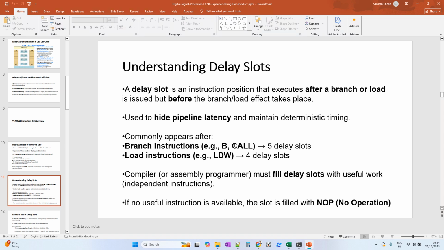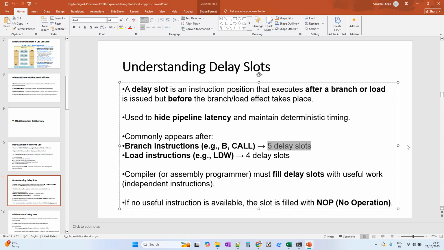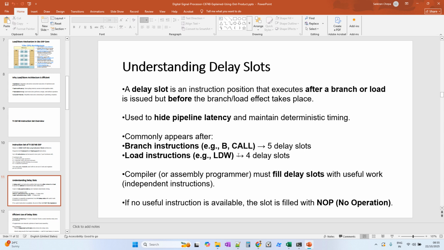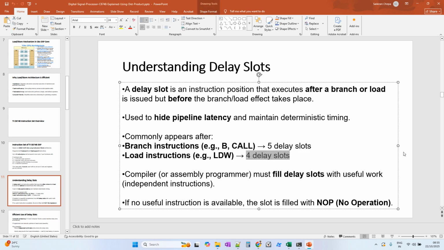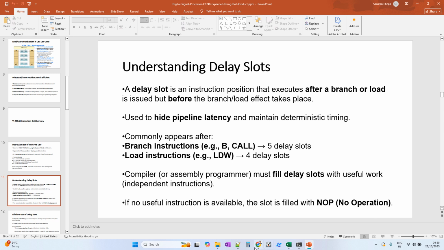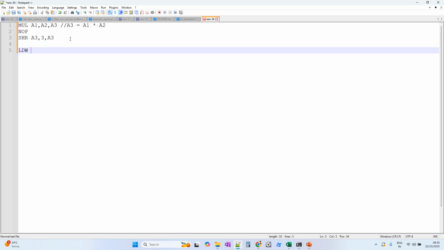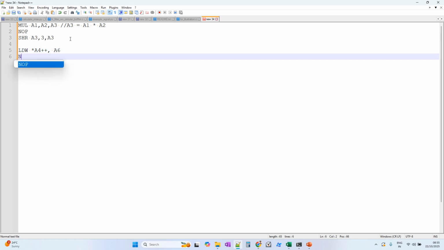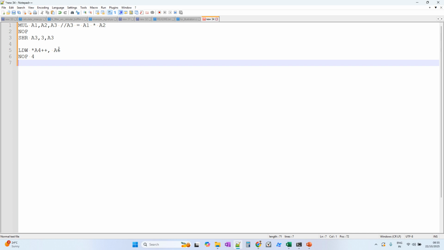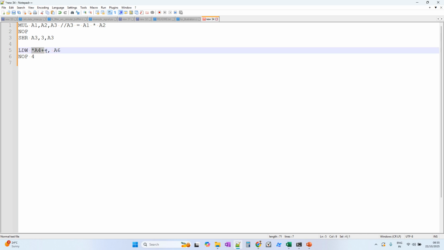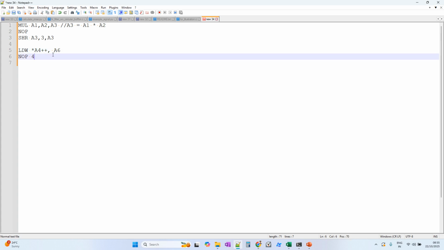So in the case of branch, 5 delay slots will be there. So after 5 cycles only the branch will be taken. In the case of load instruction, 4 delay slots will be there. So after 4 instructions only the output can be used. For example, if your load is LDW star A4 plus plus, A6, this value can only be used after we put NOP 4. So after the 5th cycle only A6 will be available. From the address in A4, the value will load into A6. After 4 cycles, in the 5th cycle only, the A6 value will be available.